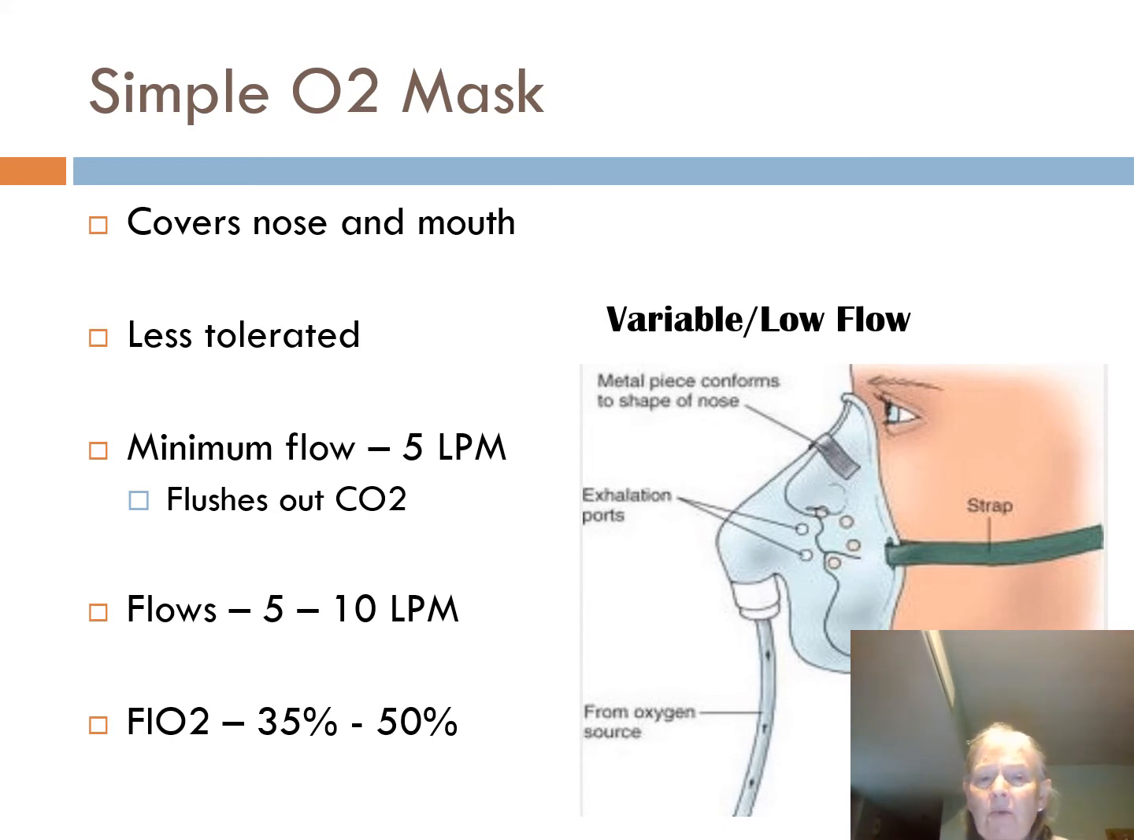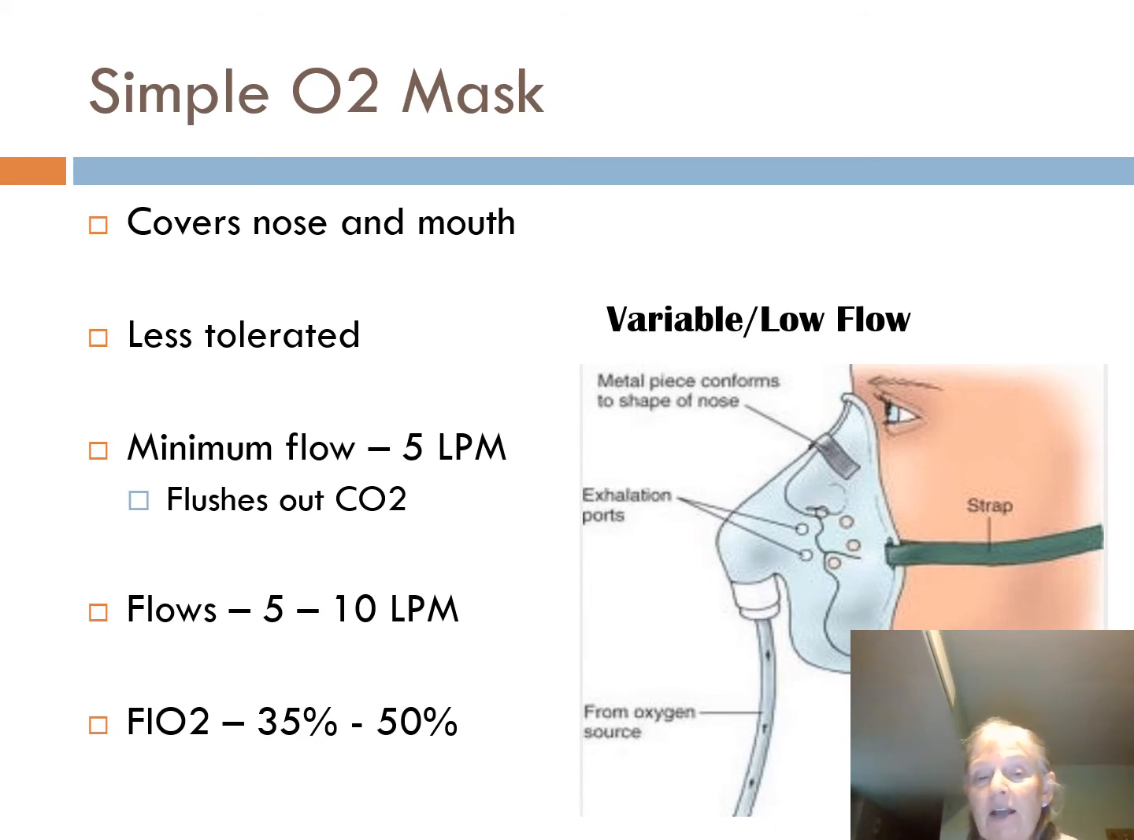Masks, for the most part, are really not tolerated well. They're hot. People feel like you're suffocating them. Lots of excuses as to why people don't like that. With a mask, you have to have a minimum flow to flush out the CO2. A normal board question you'll see is, what's the minimal flow for a simple mask? And the answer is it's 5 liters per minute.